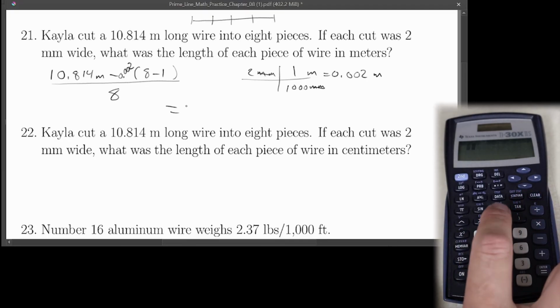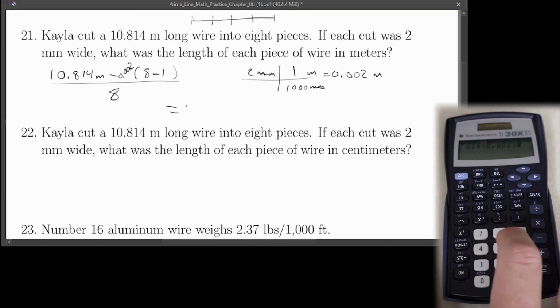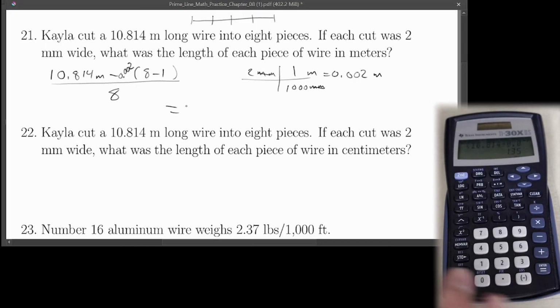So on our calculator for our numerator, we can do 10.814 minus 0.002 times 8 minus 1, and divide that all by the number 8. And we can get 1.35 meters for the length of each piece.